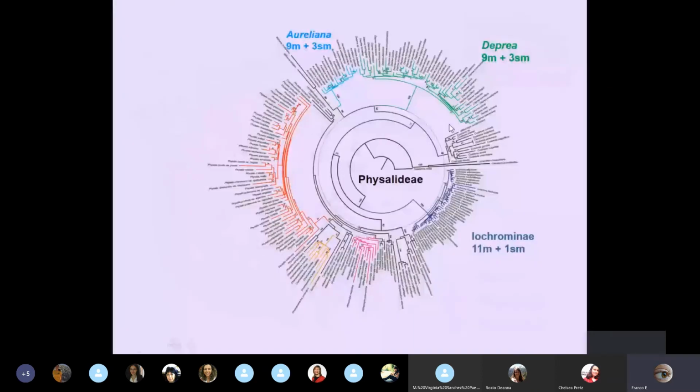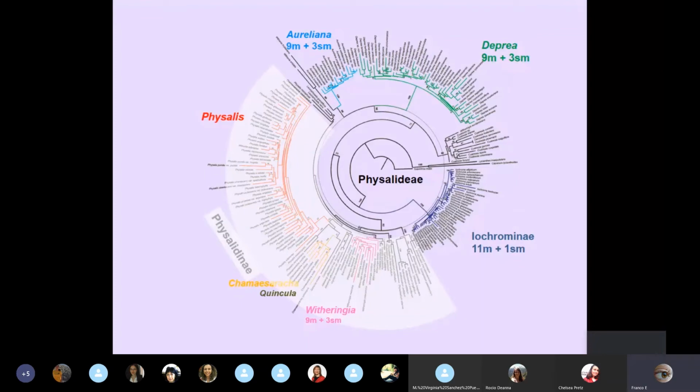So we have the whole phylogeny for Physalidae, and within the Physalidae we have the PCQ clade, which is characterized by an asymmetrical karyotype formula. Compared to the sister clades, for instance, Aureliana has symmetrical karyotypes, Diprea have symmetrical karyotypes, and Iochrominae have even more symmetrical karyotypes.